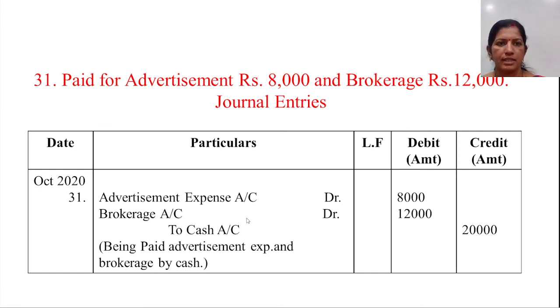And now the last transaction. 31st, paid for advertisement and brokerage: advertisement 8,000, brokerage 12,000. Paid means expenses, cash goes out. We paid for advertisement and brokerage. Expenses should be debited as per the rule of nominal accounts. Advertisement account debit, brokerage account debit to cash account, because cash goes out. 8,000 advertisement, 12,000 brokerage, total 20,000. See the narration, being paid for advertisement and brokerage by cash. Just note down being paid for advertisement and brokerage.